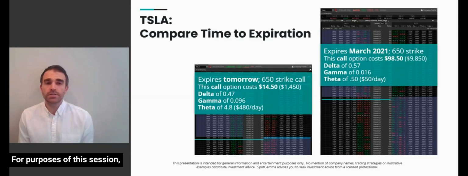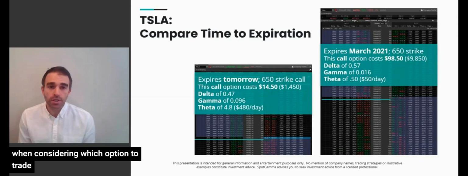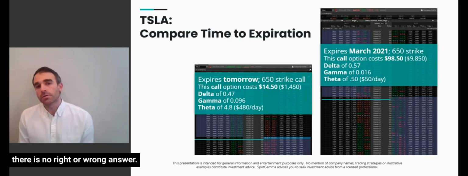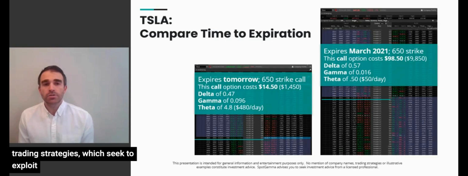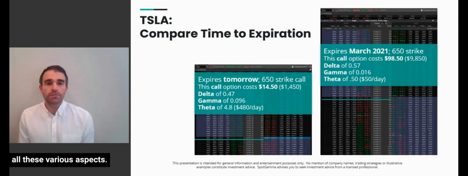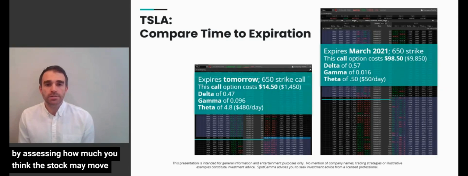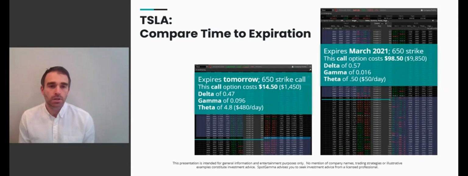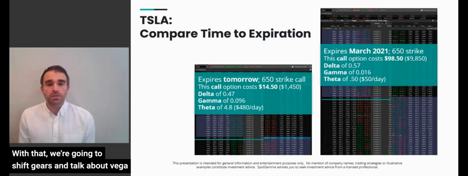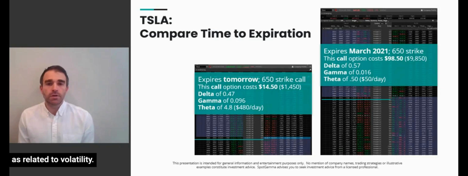For purposes of this session, when considering which option to trade, there is no right or wrong answer. There are a myriad of options trading strategies which seek to exploit all these various aspects. Your best choice is likely to be made by assessing how much you think the stock may move over a given time period. With that, we're going to shift gears and talk about Vega as related to volatility.